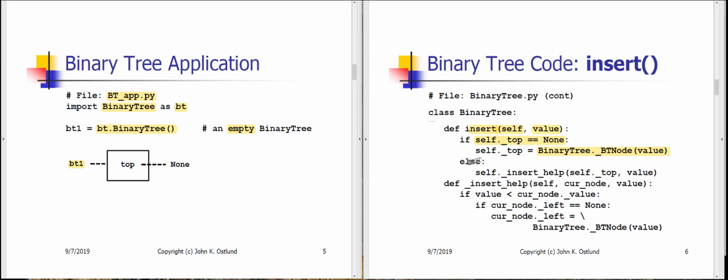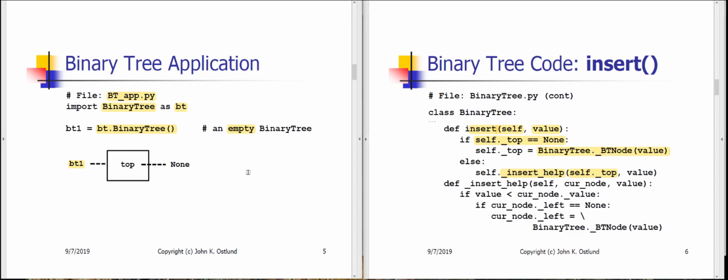But on the other hand, the tree might already have stuff in it, in which case, if _top is not none, we're going to want to use a recursive function that will figure out where in the already existing tree of nodes to insert this new value. We're going to call our recursive function InsertHelp. The existing node under which we're going to want to insert this new node is _top when we're at the top level of the tree, and value is the value that we want to insert into the tree. So let's take a look first at the case of an empty tree.